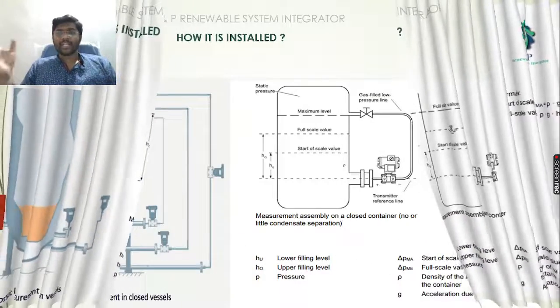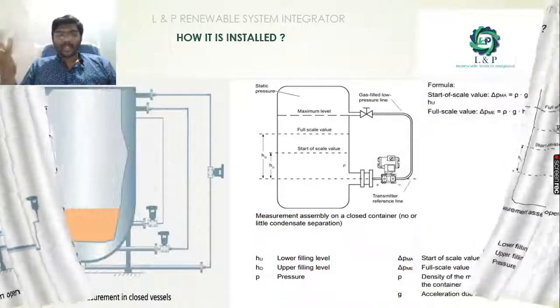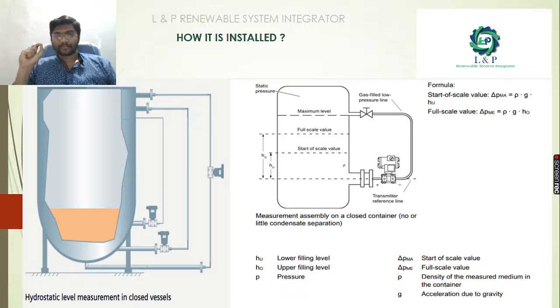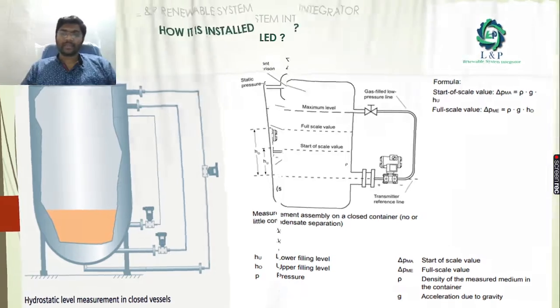The next model is if you're going to install your pressure transmitter in a closed vessel where gas is getting filled. In such places you need to install like this. Either you can install here or here, with the help of flanges across these two heads. And the formula is going to be the same. So if your application is hydrostatic level measurement in a closed vessel, you can use this methodology.